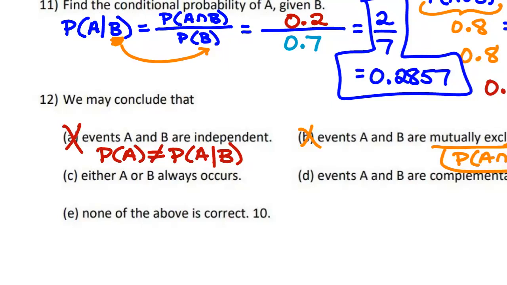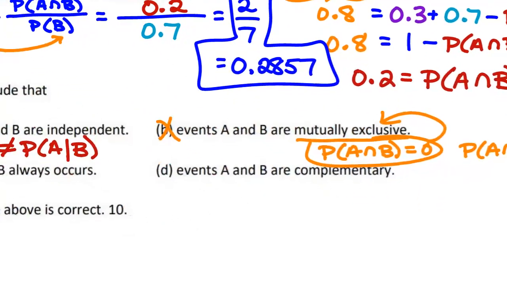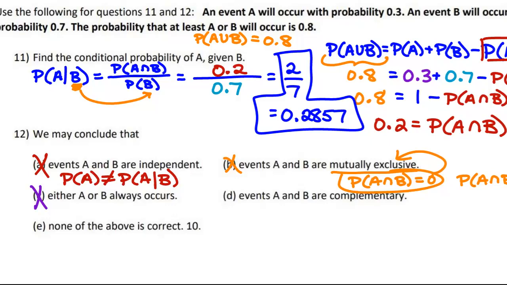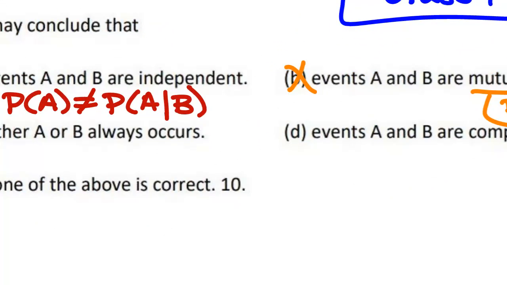All right, either A or B always occurs. What's the probability that A or B happens? 0.8. So A or B happens only 80% of the time. Is that certain? Is that guaranteed? Nope, so it's not that one either. Events A and B are complementary. And then we also have none of the above is correct, and then a typo.